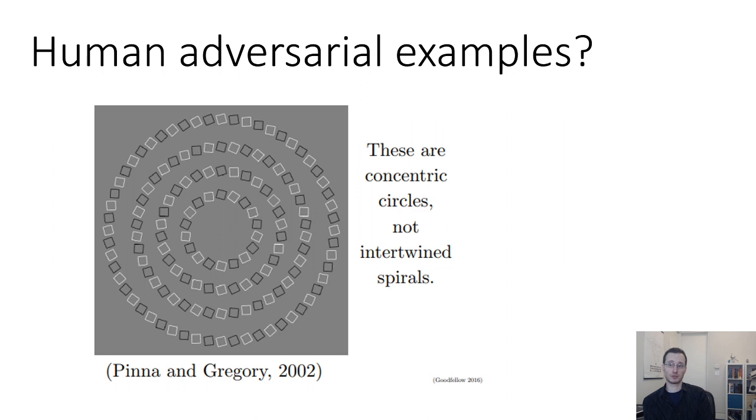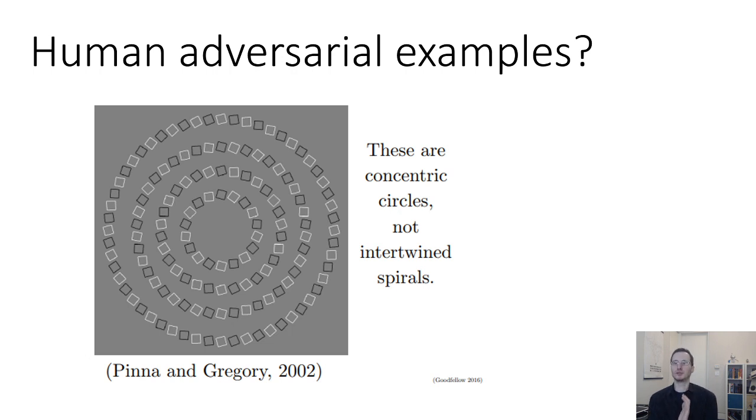So let's talk about things that a person might mistake. Are there such things as human adversarial examples? Well, the lame answer that I could give you is, of course there are. They're called optical illusions. So in this picture, for example, the squares are arranged into concentric circles, not spirals. I know they look like spirals. They're not spirals. They're concentric circles, even though they look like spirals. The reason they look like spirals is because the squares are tilted in just the right way to create the illusion that these are spirals. And of course, there are lots and lots of different illusions that we know humans to be susceptible to.